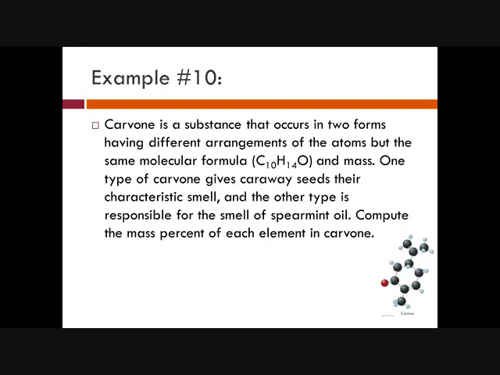So we want to compute the mass percent of each element in carvone. Sometimes I might say, what's the mass percent of just carbon? So you would only have to do one. But if you are not given just one element, then you will solve for all the elements involved. So how many answers will we have? Three, because we have carbon, hydrogen, and oxygen. Okay? So, we're going to keep them separate when we solve.